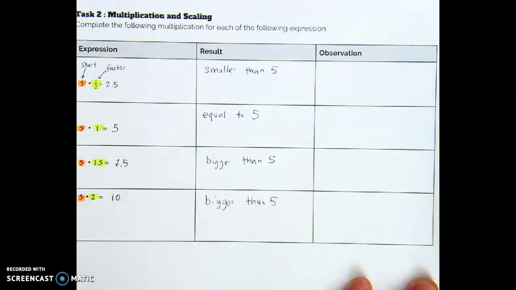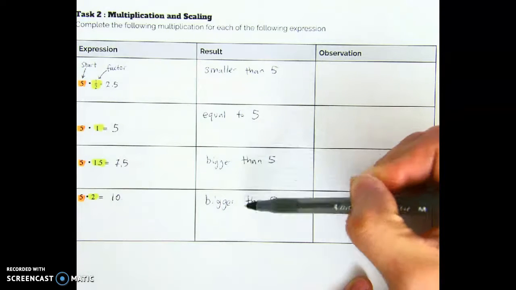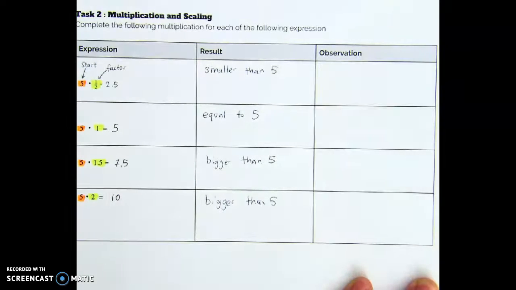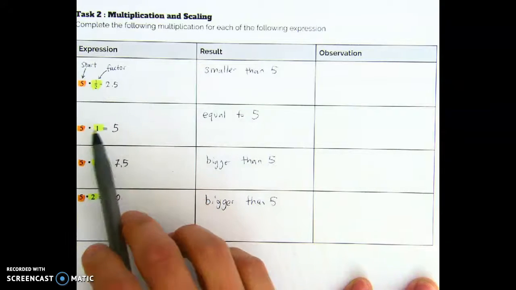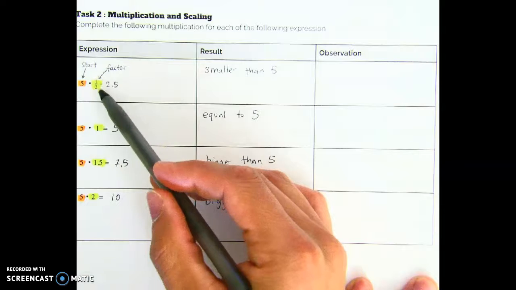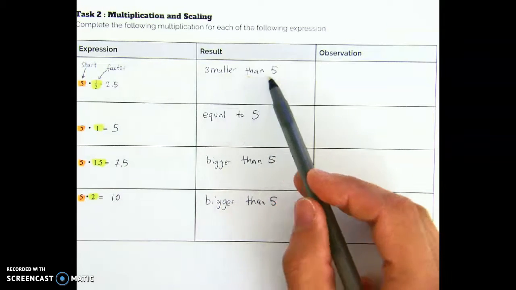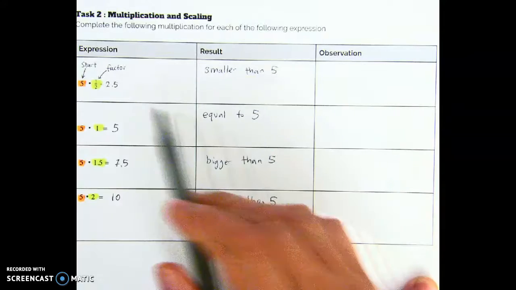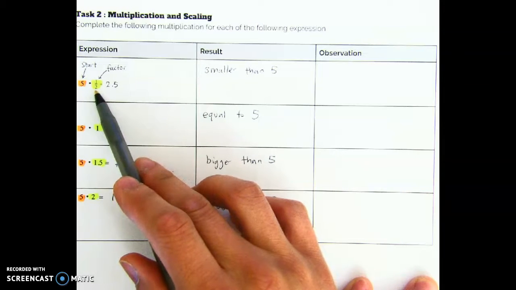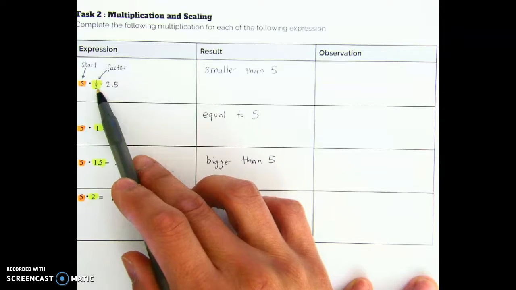Now, what are the rules then? Why is this one smaller than 5, whereas these are bigger than 5 and this one is equal? Well, it all depends on this factor that you're multiplying to 5. I want you to notice that this factor right here is very special and it creates a number that is smaller than 5. And you might look at this and say, oh, it's because it's a fraction, and you would be partially correct. This is not only a fraction, but it's a fraction that is smaller than 1.